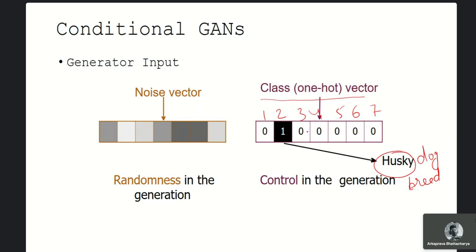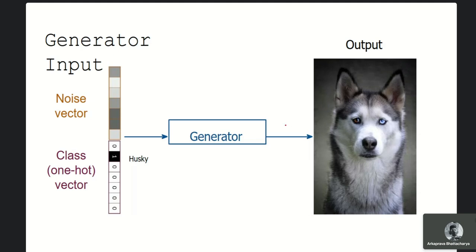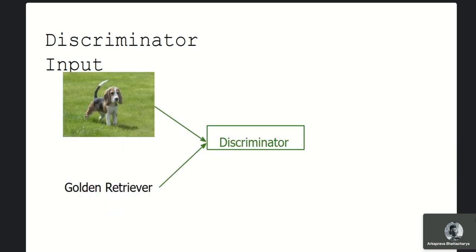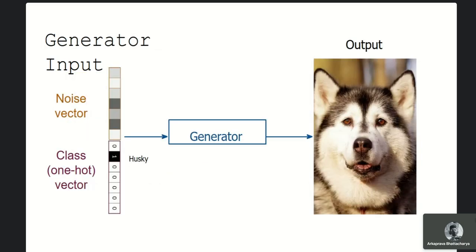So now my generator will produce only, so here in this slide you can see, I have concatenated the class vector along with the noise vector, and this input is now passed to the generator, and it will produce an image of a husky dog. So again, as you put different noise vectors to the generator, it may produce different images of husky dogs.